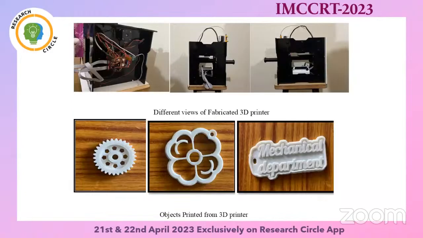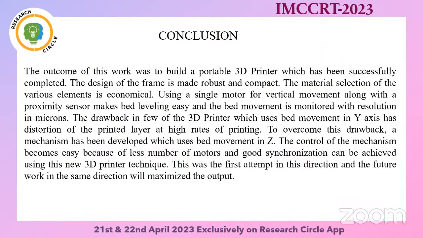And this is our model of the 3D printer. These are the different views of the 3D printer which we have made, and the object printed by the 3D printer. The conclusion is that the outcome of this project, to build a 3D printer, has been successfully completed. The design and the frame are made robust and compact. The material selection of the various elements is economical. Using a single motor for vertical movement along with a proximity sensor makes bed leveling easy. The bed movement is monitored with resolution in microns.